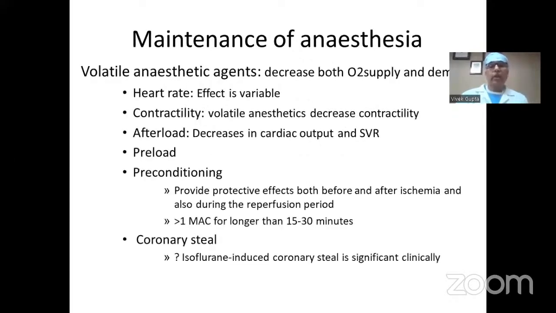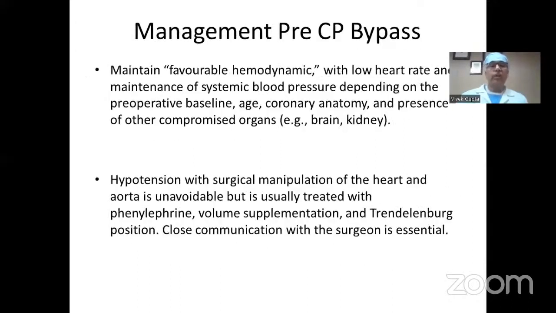Volatile anesthetic agents basically decrease both oxygen supply as well as the demand. They decrease the afterload and the systemic vascular resistance, and they decrease the contractility as well. They can have a protective effect because of preconditioning. However, there's a risk of coronary steal, especially with the use of isoflurane. However, how clinically significant it is, it is difficult to say.